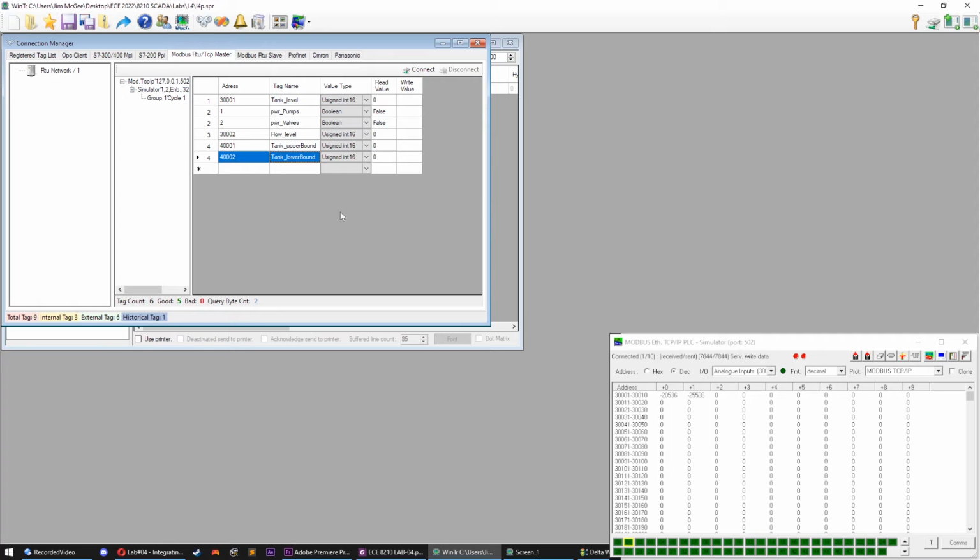Here's my demonstration for SCADA Lab04. I'll go through the registers first, quickly. So this first one is the tank level, so this is just the water level in our storage tank. It's an unsigned 16-bit word, can be any value from 0 to somewhere in the neighborhood of 65,000.